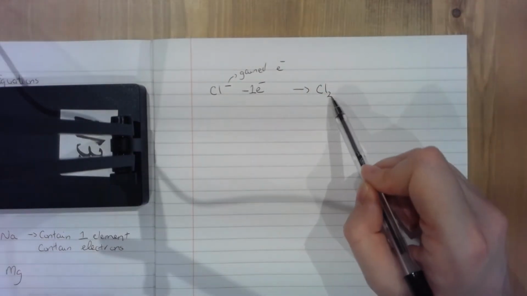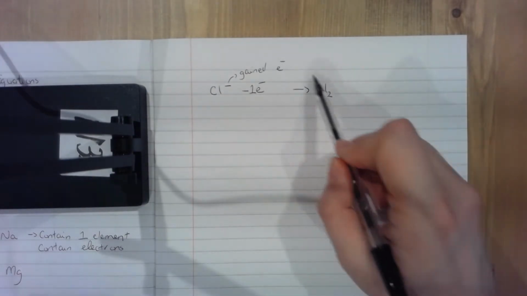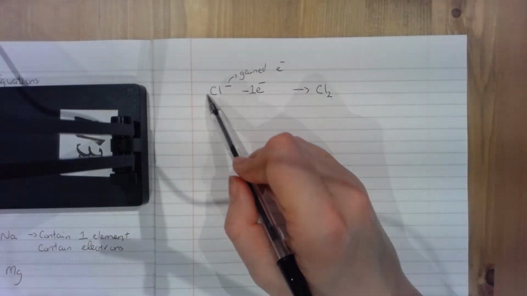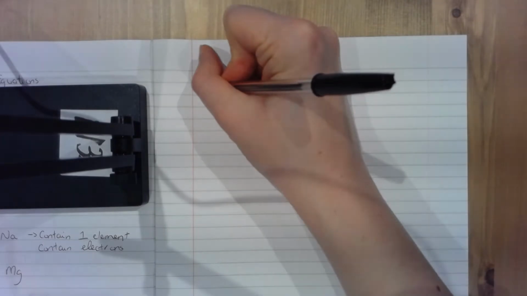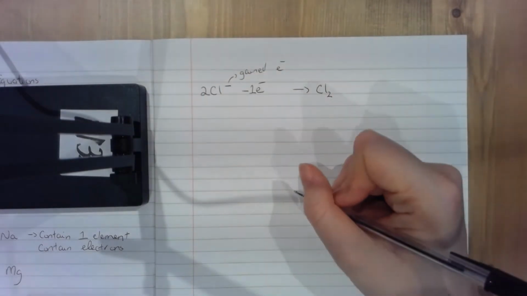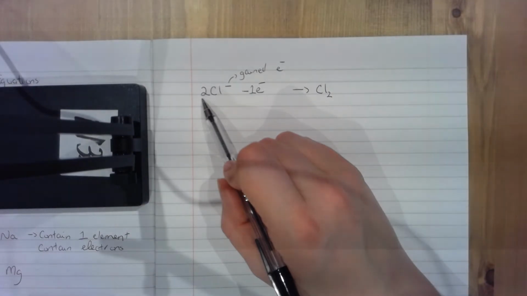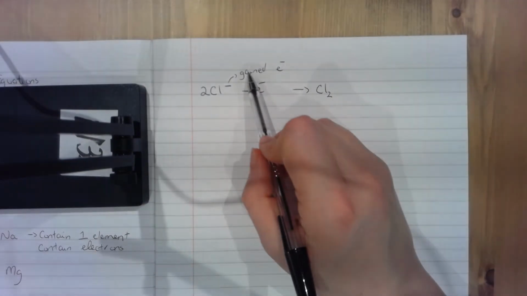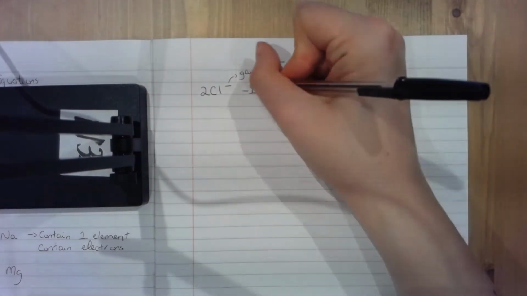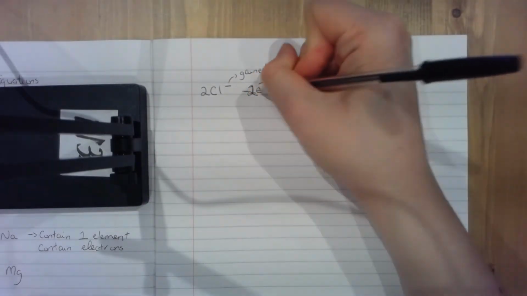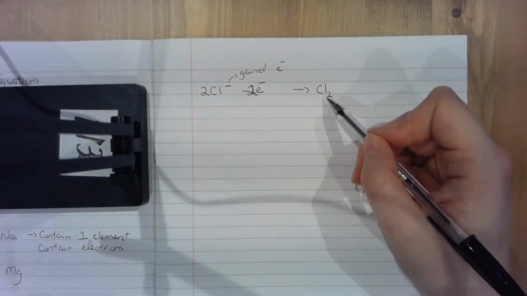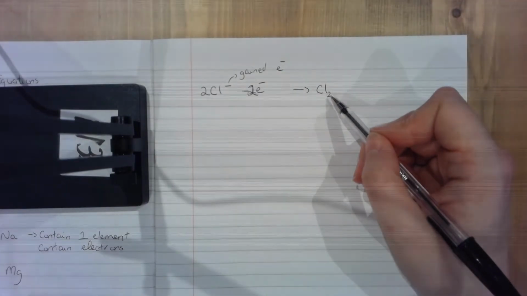Because I've now got 2 chlorines on this side, I need 2 chlorines on this side. I'm going to write a big 2 in front of the Cl minus. Because I've got 2 chloride ions, that means they each have to lose an electron. So in total, I am taking 2 electrons away in order to form Cl2.